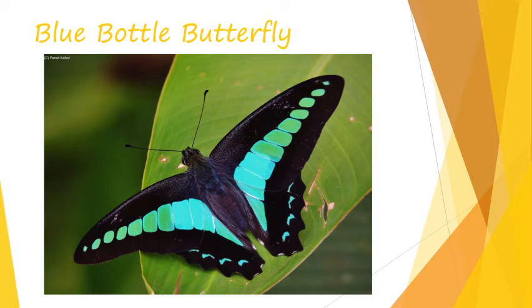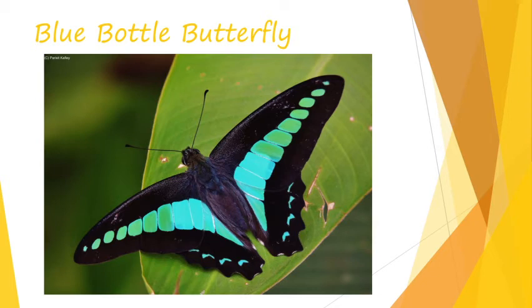So this is a blue bottle butterfly. I would like you to take a look at it and see, how is it different? What are some of the differences immediately that you notice from the painted lady to the blue bottle? There's some differences that are pretty noticeable, and there are some of them that might be a little bit harder to see.